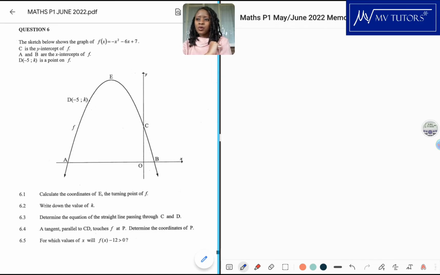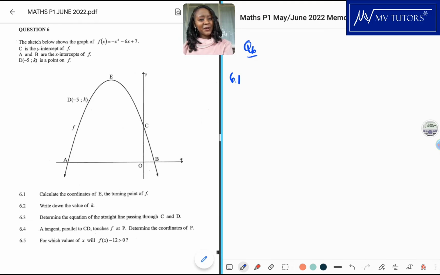You're still with me for question 6, and we have a parabolic function there. Let's see what's happening and what we can do. The sketch below shows the graph of f(x). We have C as the y-intercept, A and B as the x-intercepts, and D as a point on the graph. Now, what does 6.1 want from us? Calculate the coordinates of E, the turning point of f.